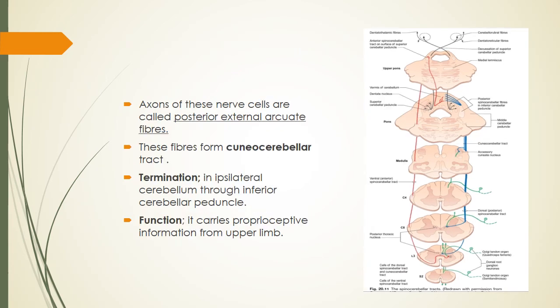And then axons of these nerve cells are called posterior external arcuate fibers, and these fibers form the cuneocerebellar tract from the cuneate nucleus to the cerebellum. That's why it is called cuneocerebellar tract. It terminates on the ipsilateral cerebellum by passing through the inferior cerebellar peduncle. This tract also carries proprioceptive information but from the upper limb. So the proprioception from the upper limb is carried by the cuneocerebellar tract.